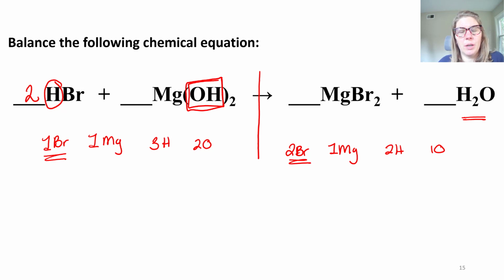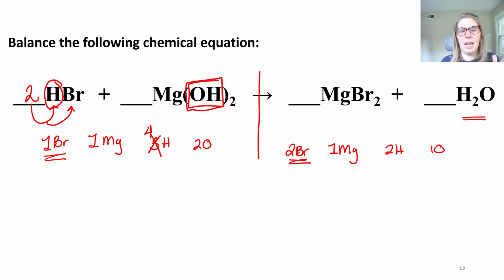When we put a 2 in front of here, that 2, remember, it doesn't just distribute to the bromine, it also goes to the hydrogen. So I now have an additional hydrogen. I have 2 coming from the HBr, and I have 2 coming from the magnesium hydroxide, so a total of 4. So our magnesiums are perfect.